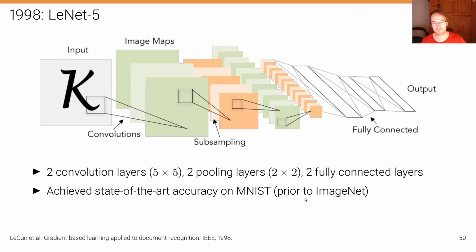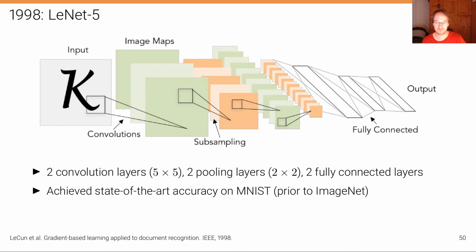That was prior to the ImageNet era. There was no large-scale ImageNet data set available. Everybody was training on MNIST and testing their algorithms on MNIST. So here you can see the architecture of this network. It was using convolutions and subsampling to reduce the spatial dimensions, and then fully connected layers in the end to do the final classification of these small little images of digits.